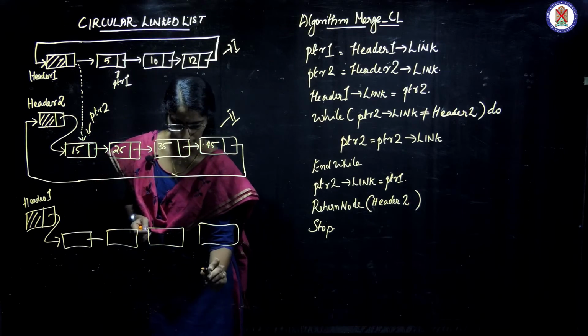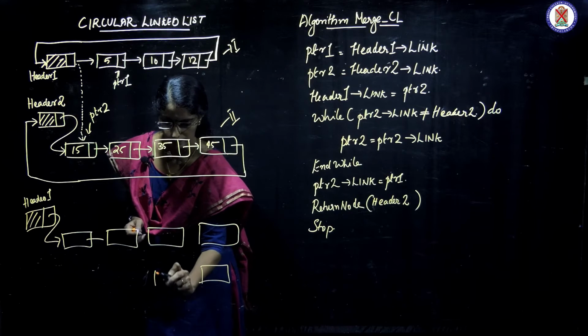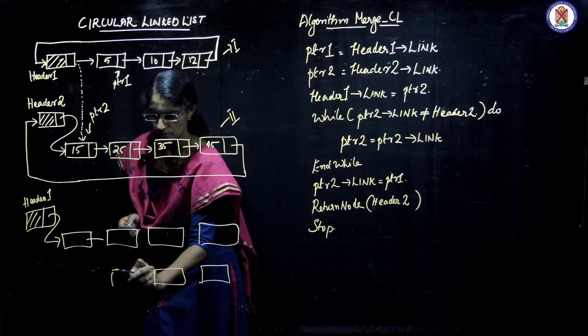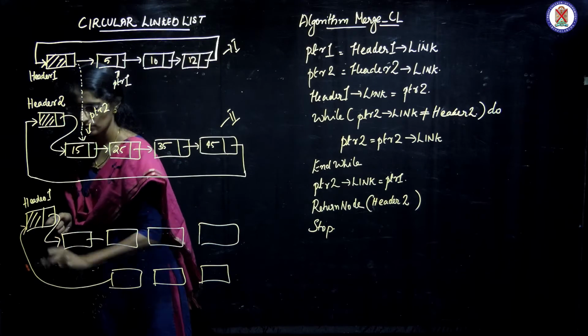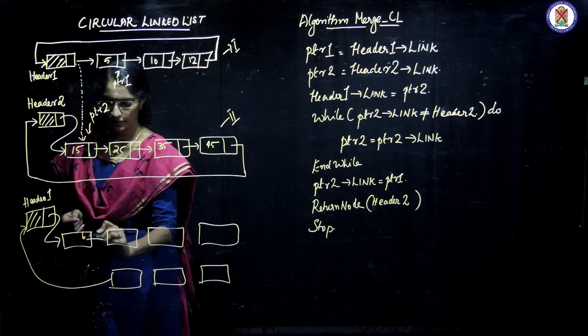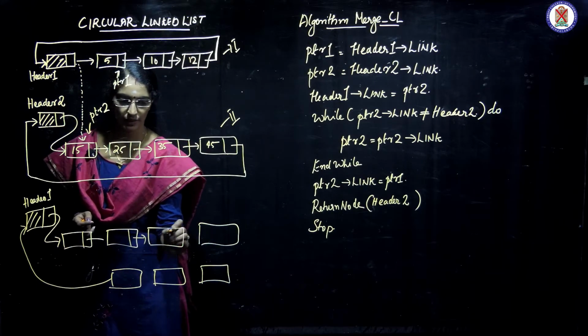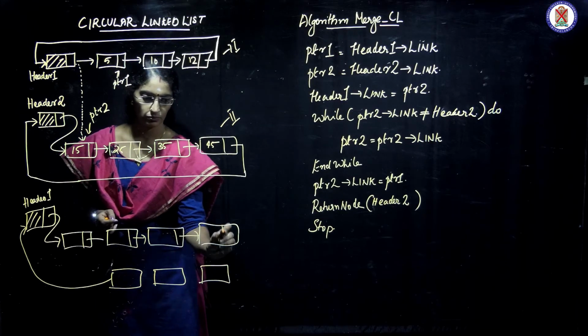Four, 5, 6, 7, and what will be the content? We will check with the algorithm.